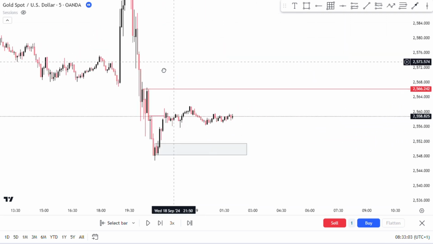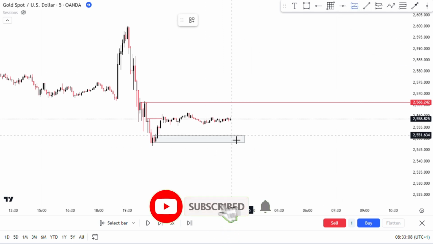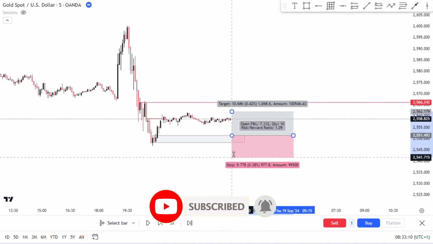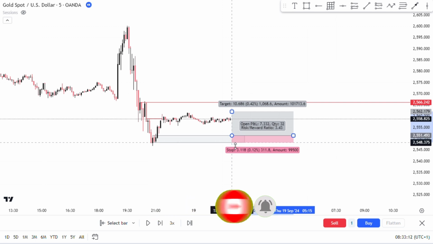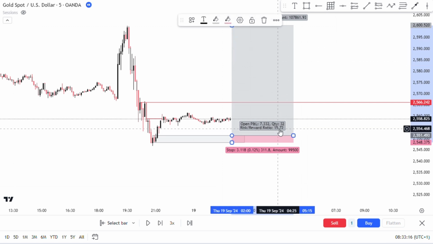And then if you want to increase your risk to reward ratio, let me show you the risk to reward ratio first. Okay, if I set my entry right here, and then I set my stop loss below it right here, and then I set my take profit at 100% movement. So this is a risk to reward ratio of 15.